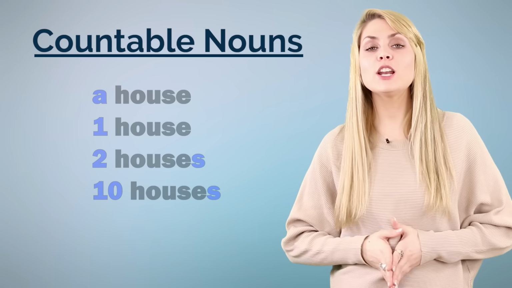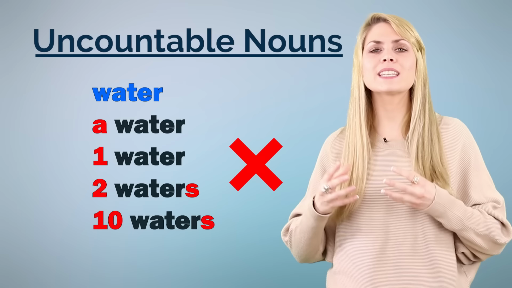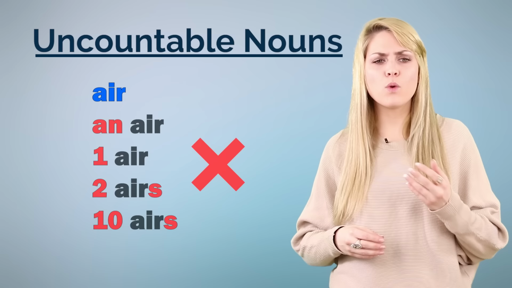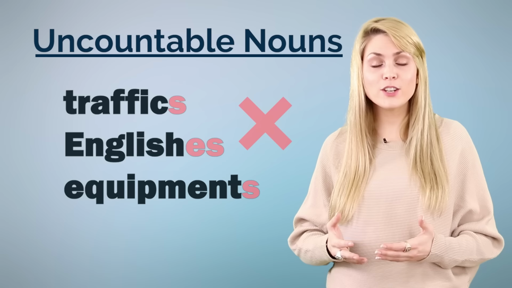But if we look at uncountable nouns, when you say water, you can't say one water, two waters. It doesn't make any sense. You cannot count water. Same goes for air. You can't say one air, two airs. It's just air. It's uncountable. Traffic, English, equipment, these are all uncountable nouns. You cannot count them and they're always singular.